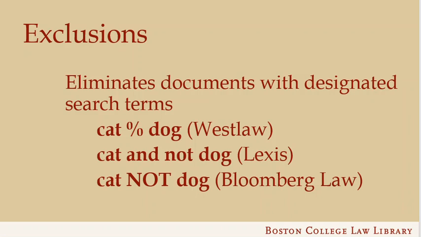The final connector is the exclusion connector. This connector eliminates documents with designated search terms or phrases. Westlaw uses the % or the words but not. Lexis uses the words and not. And Bloomberg just uses the word not. The term or phrase after this connector cannot be in any documents retrieved.